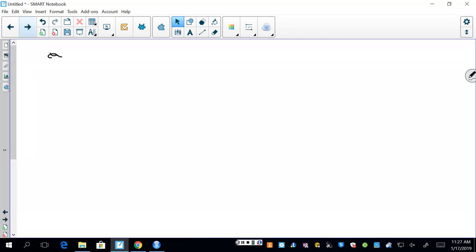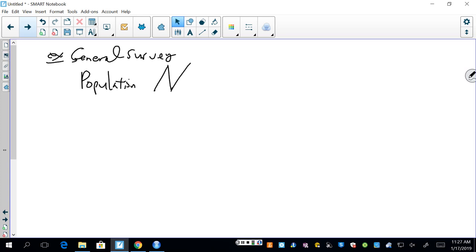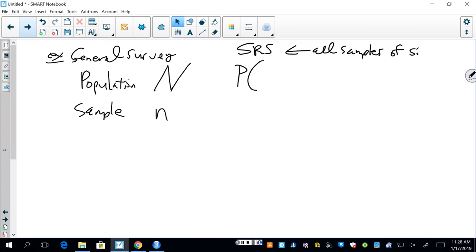In the general case, in survey sampling, which is a field of statistics, the number in the population is often given as capital N, and the sample size is often given as little n. Right? In our book, we use different notation. Right? So the probability. So in a simple random sample, all samples of size n, little n, are equally likely.